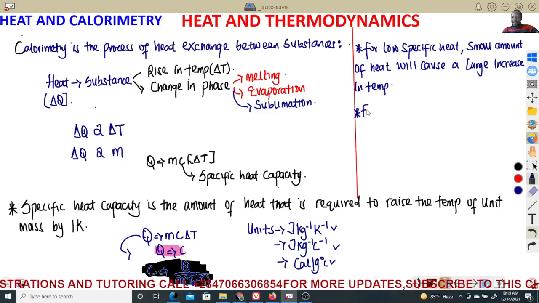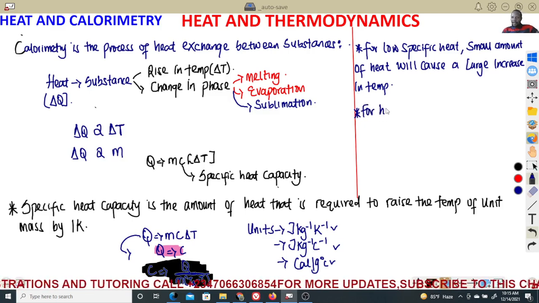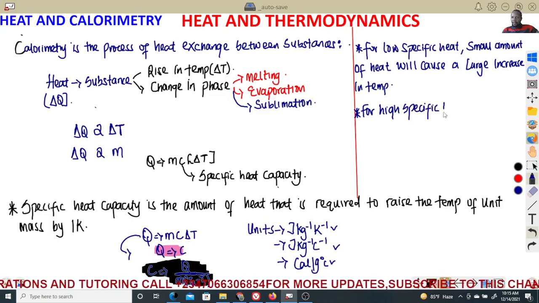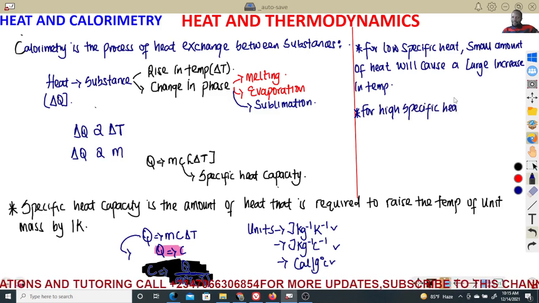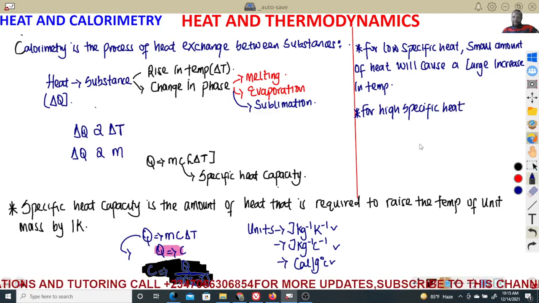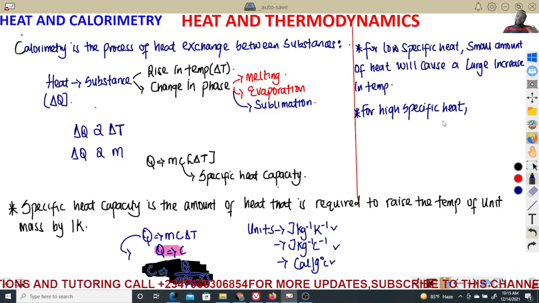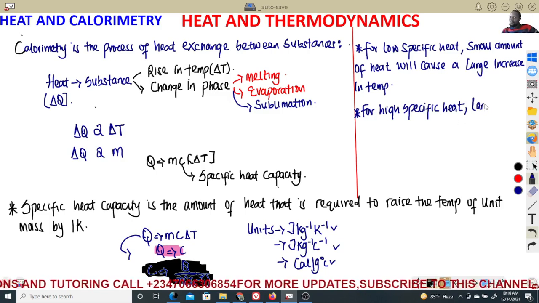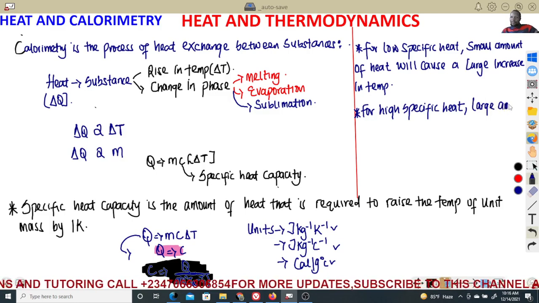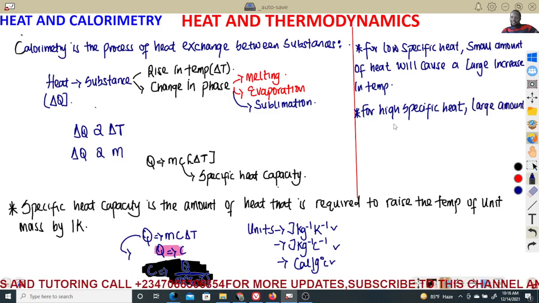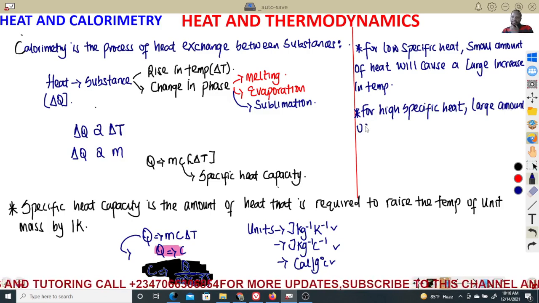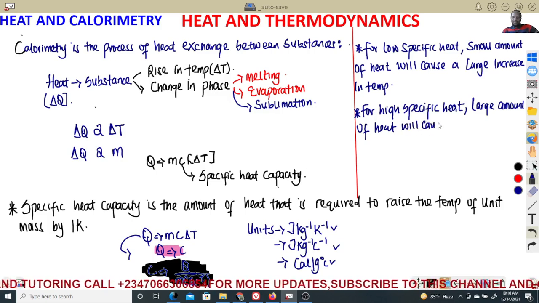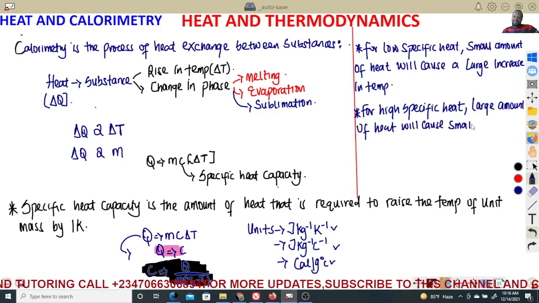For high specific heat, I hope I am not writing where you cannot see. Now, when the specific heat is high, you expect a large amount of heat to be supplied because they are directly proportional to each other. Large amount of heat will result in, or will cause, a small increase in temperature.